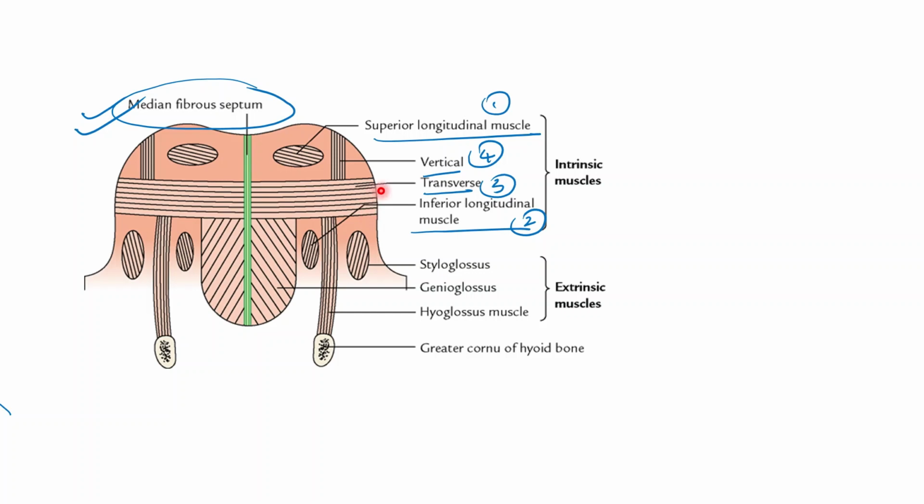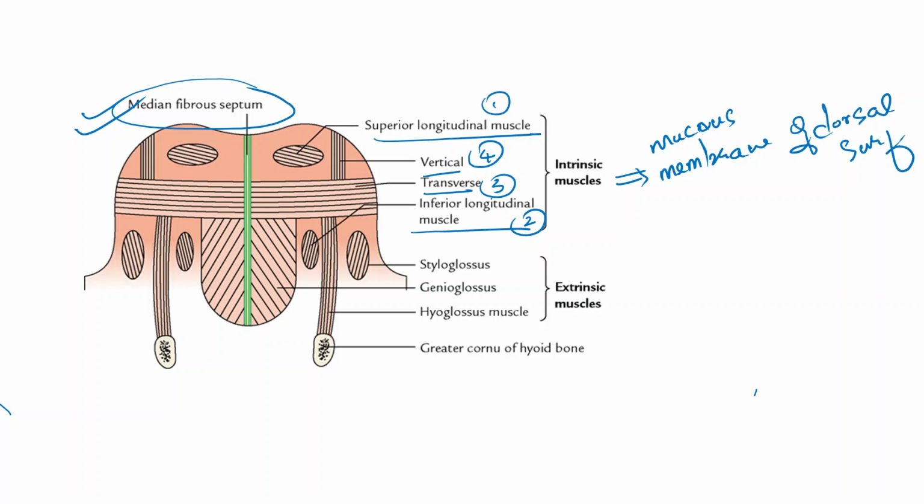In short, all the intrinsic muscles take origin more or less from beneath the mucous membrane of the dorsal surface of the tongue. So I repeat, the origin of the intrinsic muscles is beneath the mucous membrane of the dorsal surface of the tongue. So this is about the origin of the muscles of the tongue.